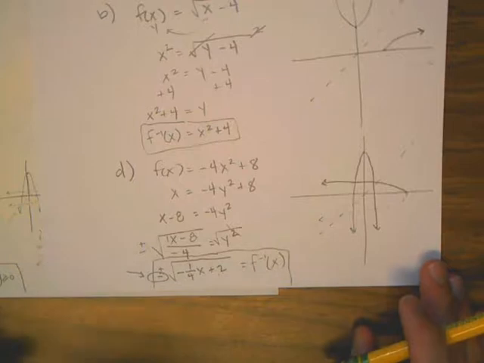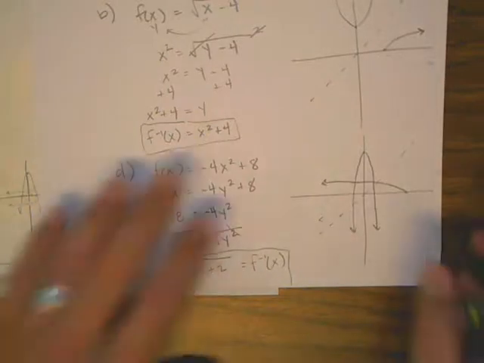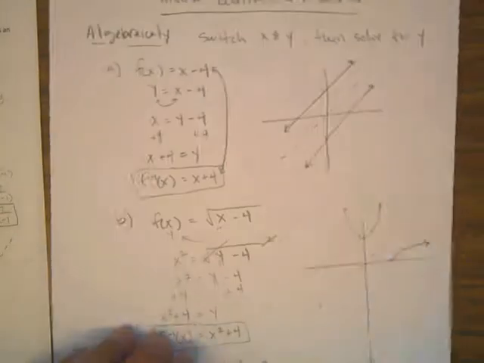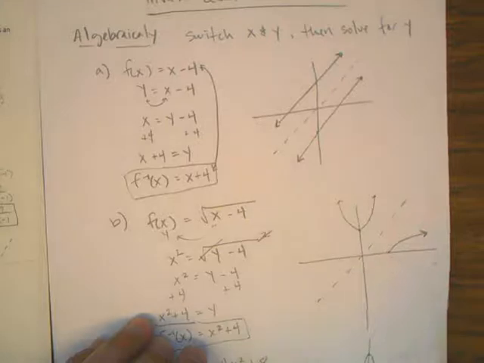All right, now to the next part, proving that two functions are inverses. Okay, sure, we can solve one for y and find it, but if we can't prove it, then it's going to be tricky. So what we're going to do is we are going to prove that two functions are inverses by using composition.